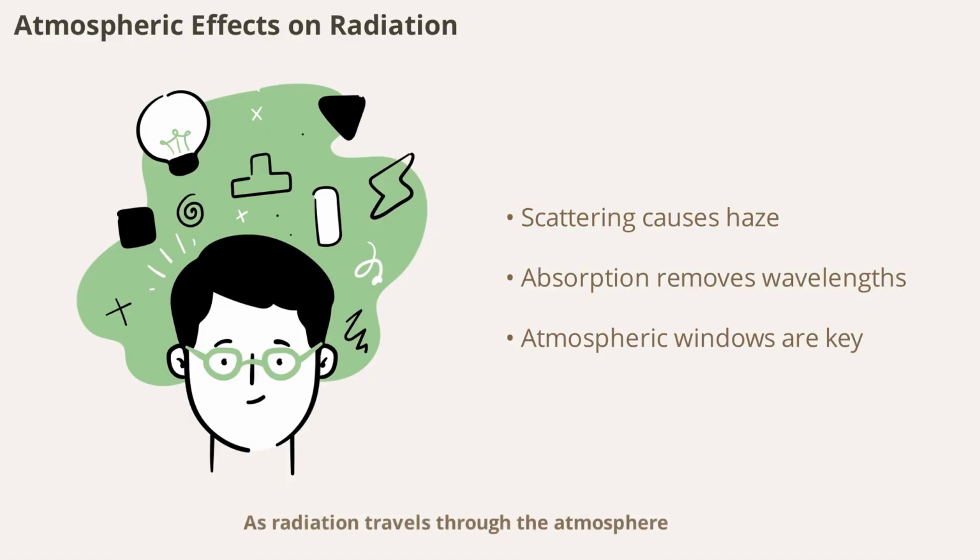As radiation travels through the atmosphere, it's affected by scattering and absorption. Scattering, caused by particles in the air, diffuses light and can make distant objects appear hazy. Absorption by gases like water vapor, carbon dioxide, and ozone removes certain wavelengths, creating atmospheric windows where transmission is high. Understanding these effects is essential for interpreting remote sensing data and choosing the right wavelengths for observation.